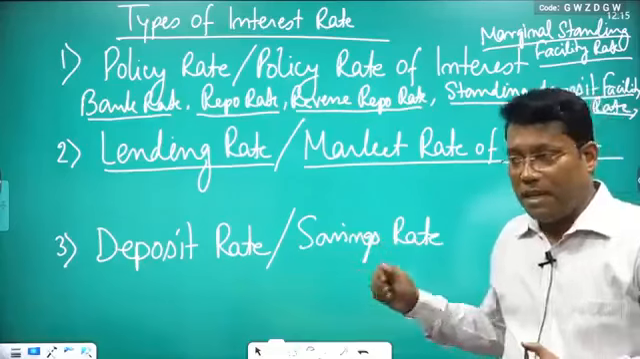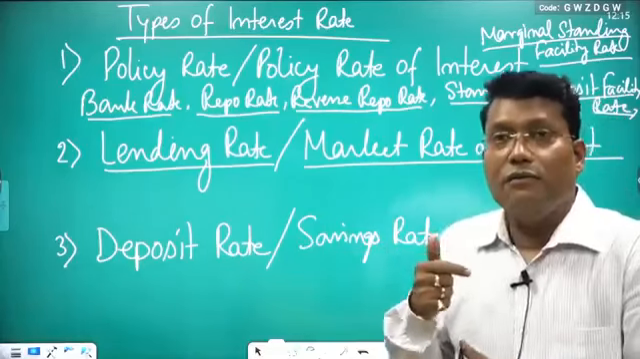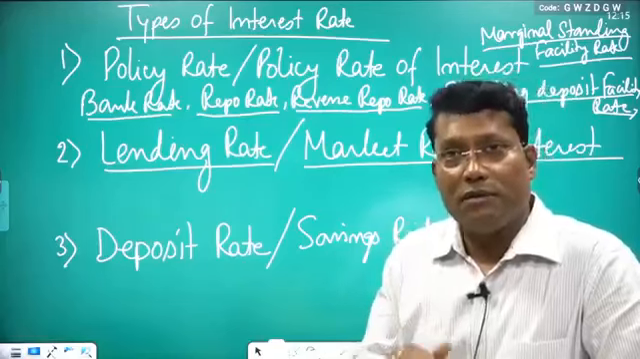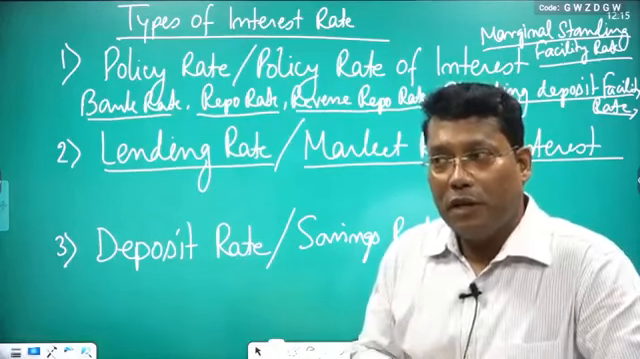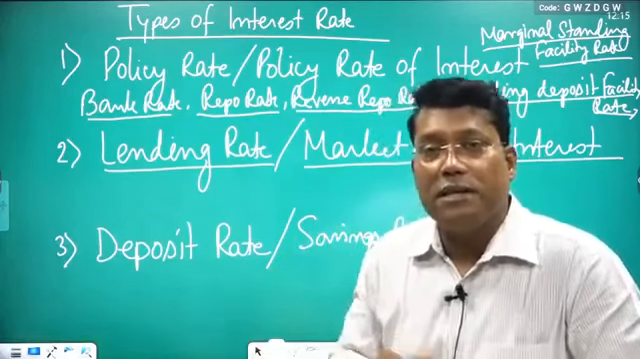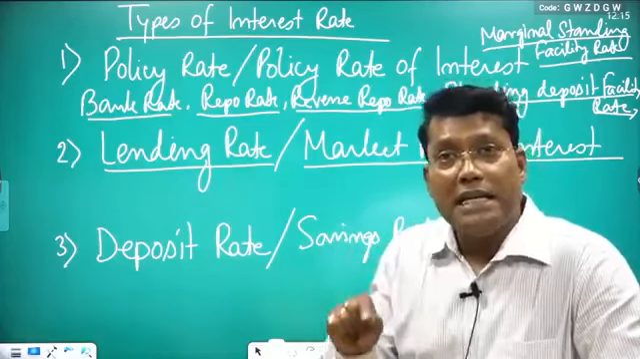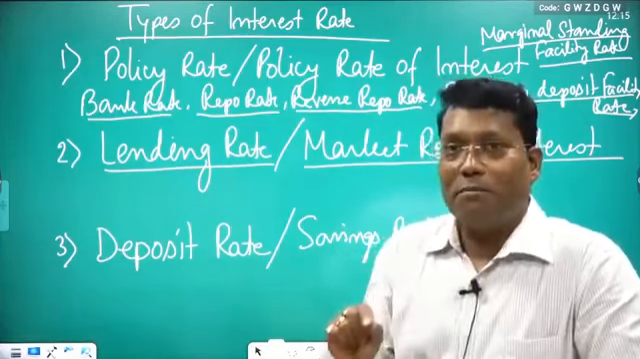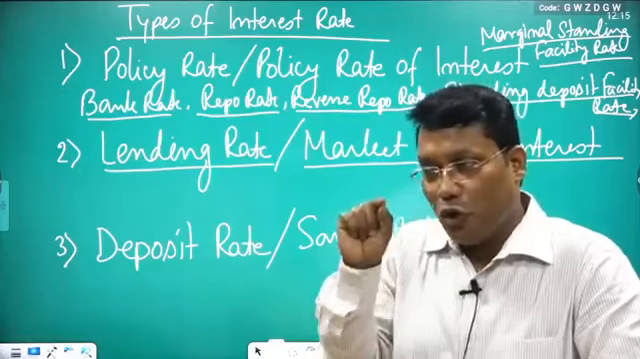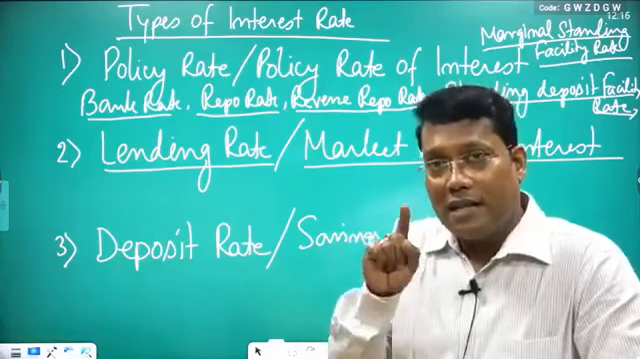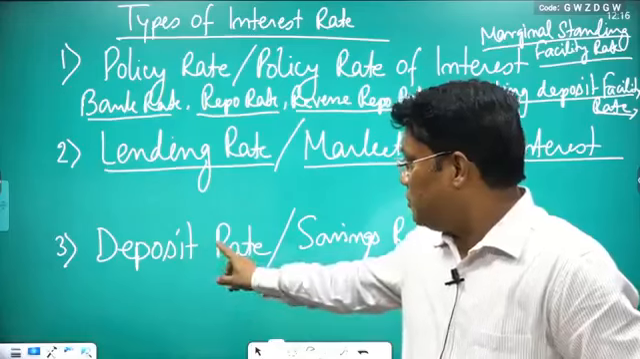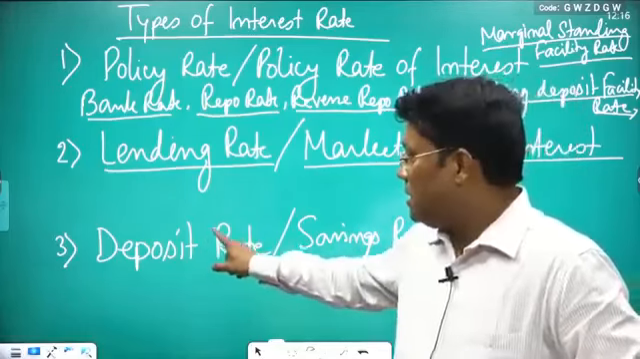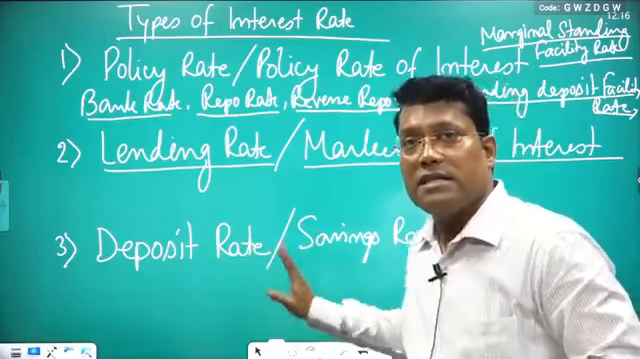Deposit rate and savings rate: you know that we also deposit our money with the banks. If we deposit our money with the banks, the banks are paying interest on our deposited amount. That rate of interest is known as deposit rate, or it is known as savings rate.